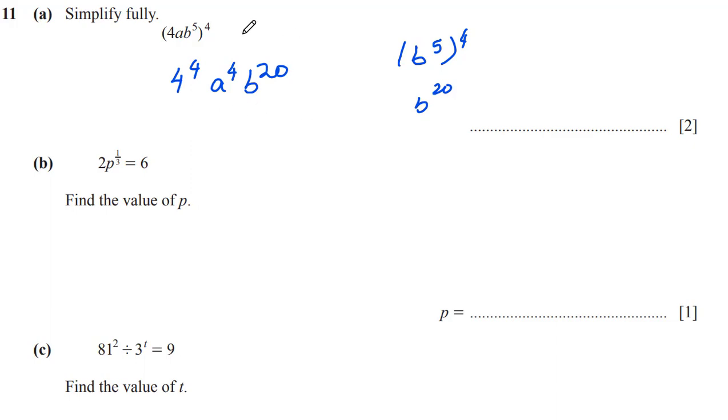So this is the question. What is 4^4? If you do it in your calculator or mind, you will get 256. So 256 a^4 b^20 is the answer.